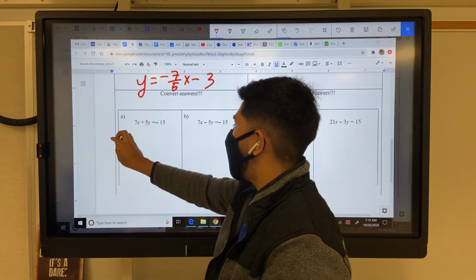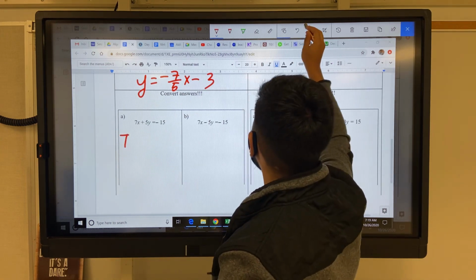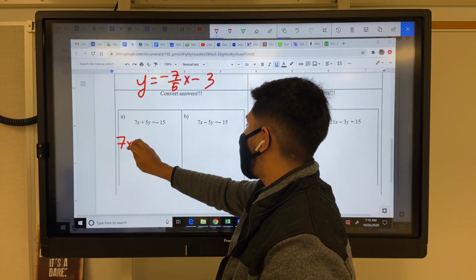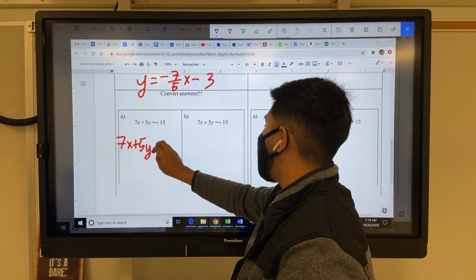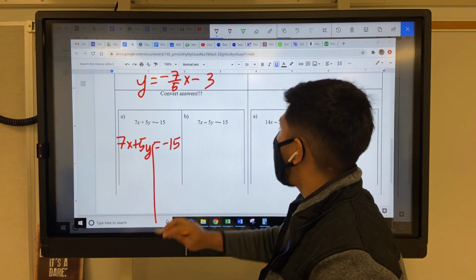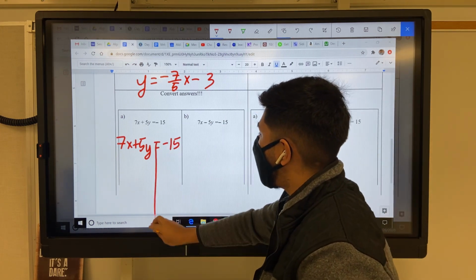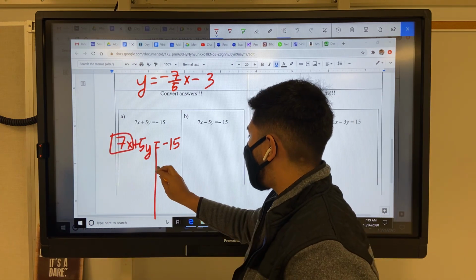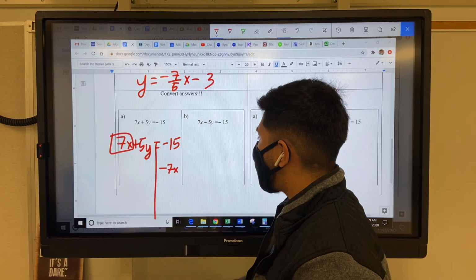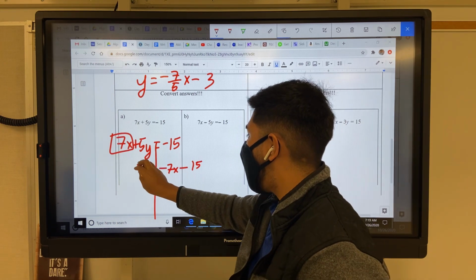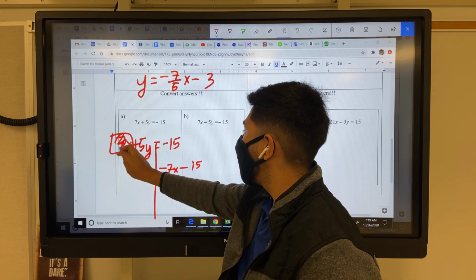Let me write this a little bit bigger. So I got 7x plus 5y equals negative 15. Do your border, and convert. Move your x, that's negative 7x. Bring down the minus 15. Bring down the 5y.